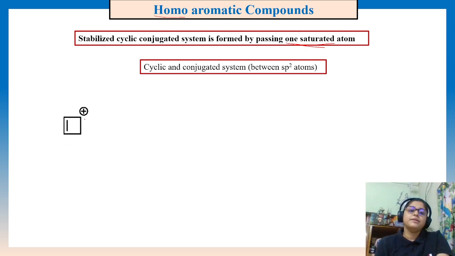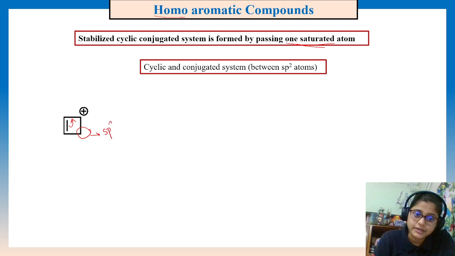This is an example. A cyclic and conjugated system between sp2 atoms. Okay, it is conjugated obviously. This can go to this conjugation, but this is sp3, so it is not fully conjugated. It is conjugated only between these sp2 carbons, but sp3 carbons are also present, right? So conjugation will be interrupted.